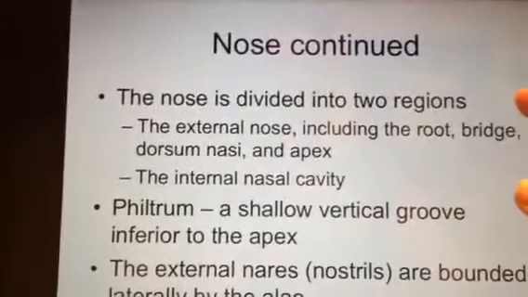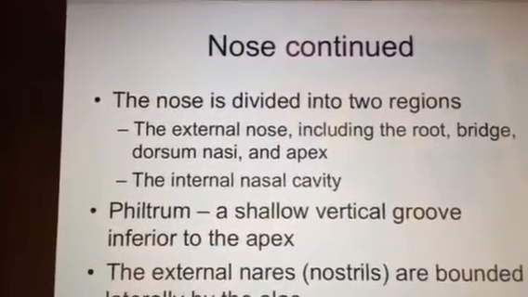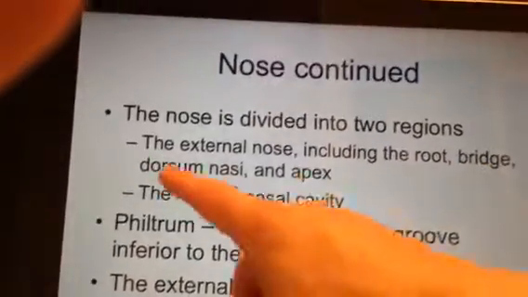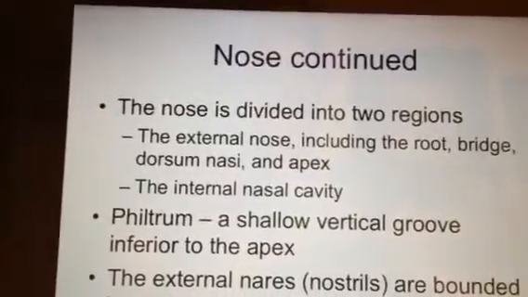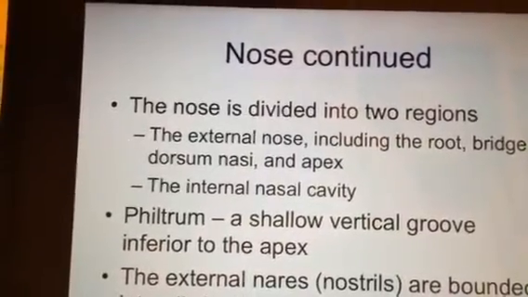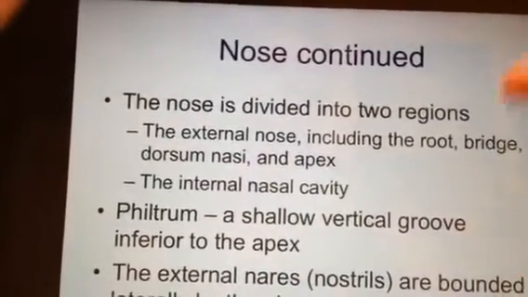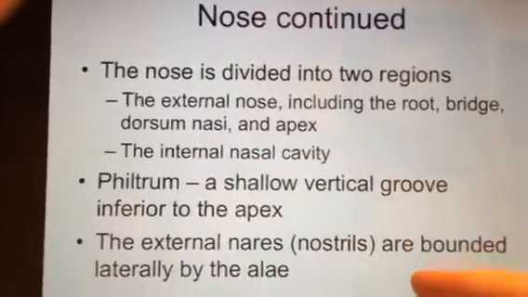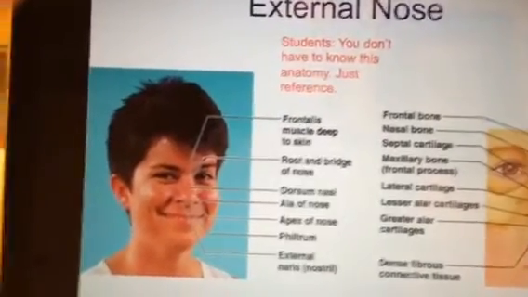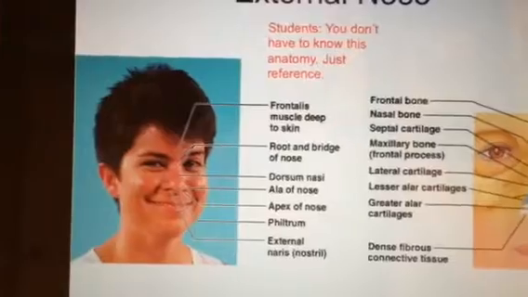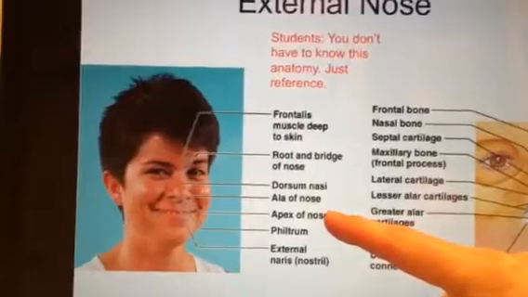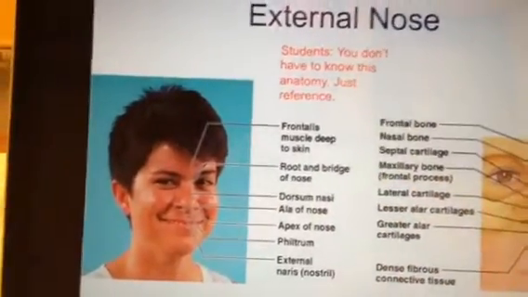So the nose is divided physically on the exterior and from the anterior aspect into two regions. We have the root, bridge, dorsum nasi, and the apex, and then the internal nasal cavities. And then this little dip on the outside of your nose, right underneath the nose, inferior, is the philtrum. And then you have your nostrils, now known as nares. We're not going to spend a lot of time with this external anatomy, so you really don't have to worry about this particular picture. But do notice the terms that I just mentioned, like philtrum, apex, dorsum nasi, and root, just to get familiar with that.